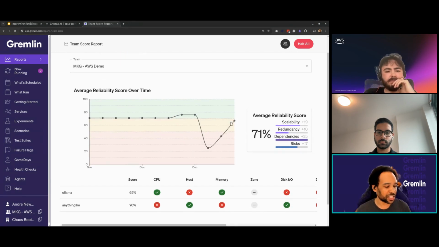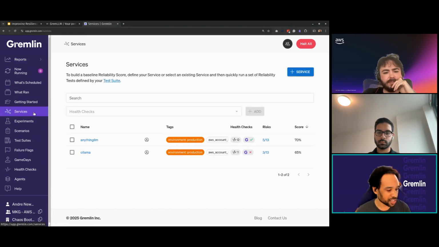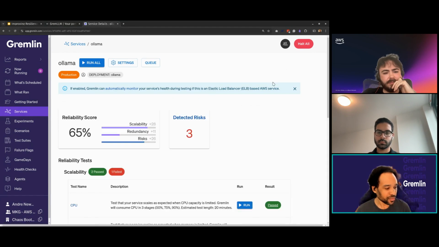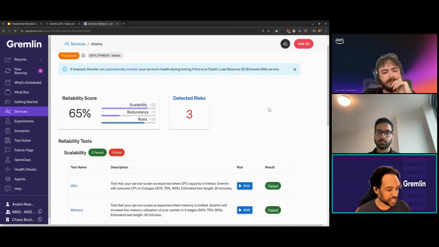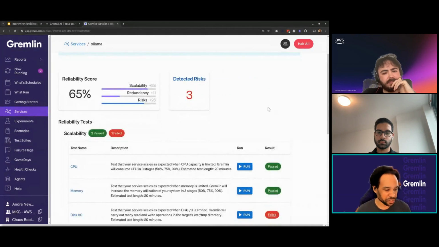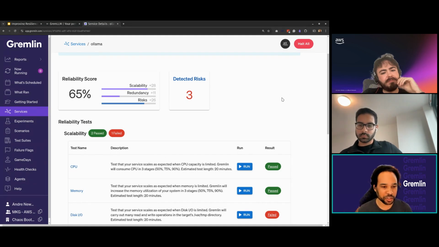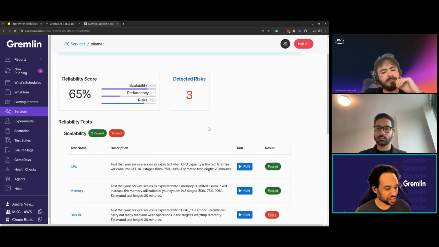But for now, let's take a look at one of these services. I'm going to go to my services and take a look at Ollama. I've run a few tests in the past. They've come back with mixed results, partially because I'm really bad at configuring stuff in Kubernetes, but also because there are some things that are just part of the Ollama Kubernetes definition that can get worked on. That's not a dig at the Ollama team. They did great work, but there's some stuff we can do to make this more resilient.